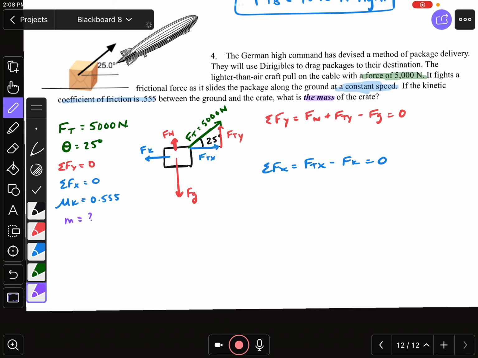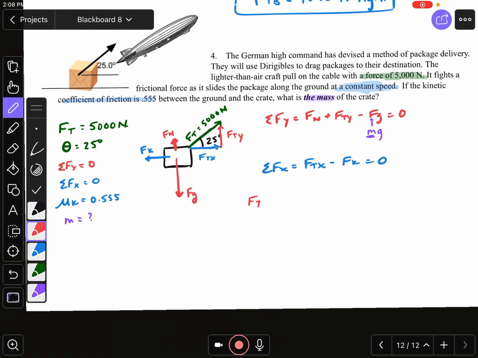So where's the only place there could possibly be an m? Try to think. Okay, here's your answer. It would be in Fg. Fg is mg. So this is where our m lives. So we're going to go ahead and try to just solve for the red equation, the Fy equation, and we're going to see if we get anywhere.